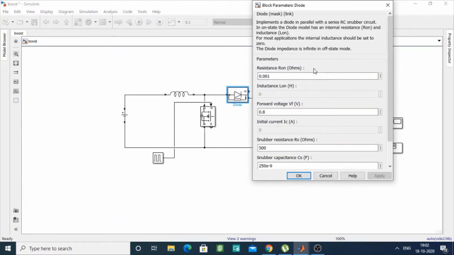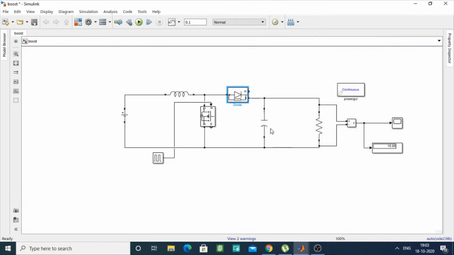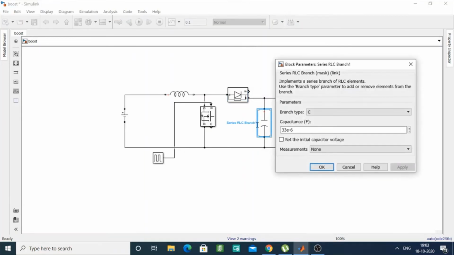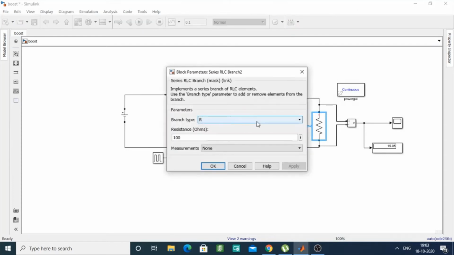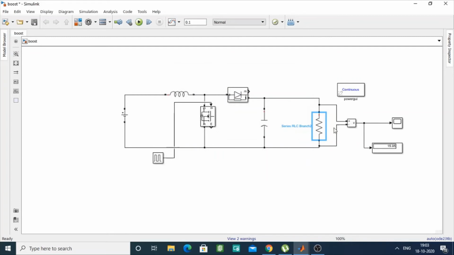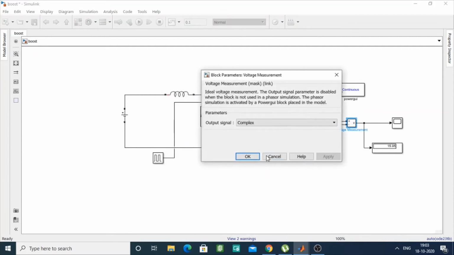Resistance is 0.001, forward voltage 0.8, snubber resistance and all. This is another series RLC branch, and I've set the branch type to capacitor, and I've taken the capacitance to be 33 microfarad for now. This is another series RLC, and the branch type is R, and I've put the resistance as 100 ohms for now. The load is then connected to this voltage measurement.